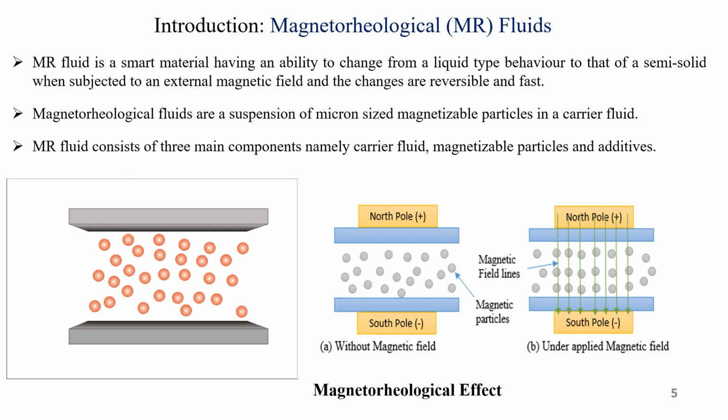If we observe this first figure, this is a fluid with magnetic particles. The magnetic particles are shown as spherical red dots here. If we don't apply any magnetic field, they are not aligned in any direction, as shown in figure A, without any magnetic field. If we apply the magnetic field, then all these magnetic particles will align under its effect, and the flow becomes restricted.